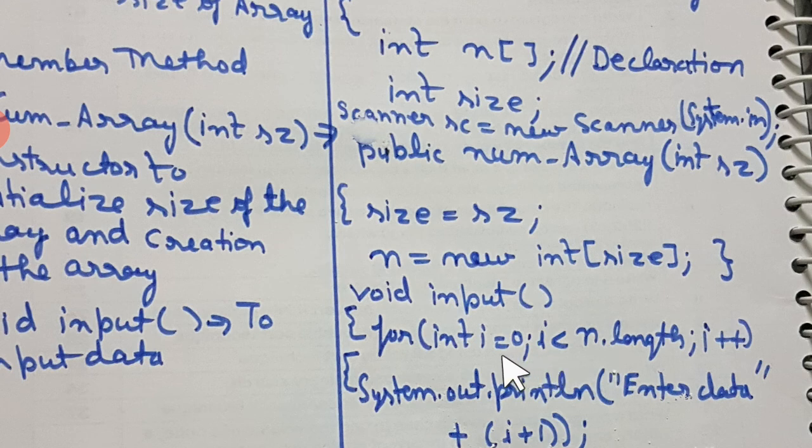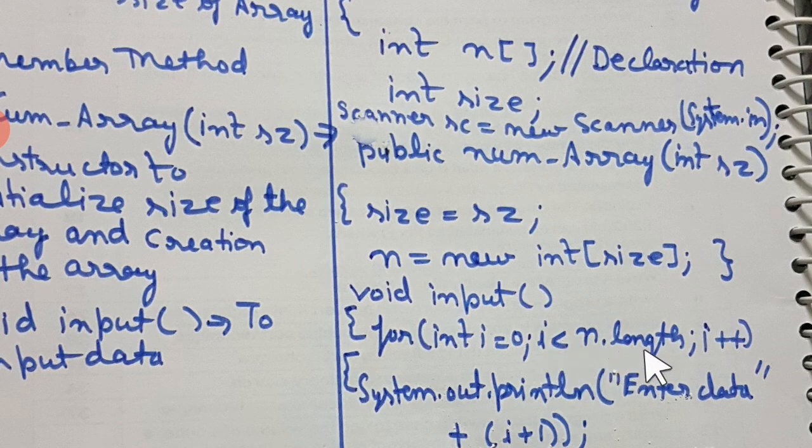We have to fill up the values at different indexes of the array. An index always begins with 0, so I have written the initialization expression, giving the value 0 to i. Initialization expression is int i, assignment operator 0. And we have to always move to the last index. The last index is always one less than the length or the size of the array.